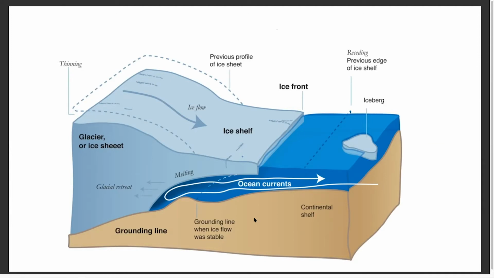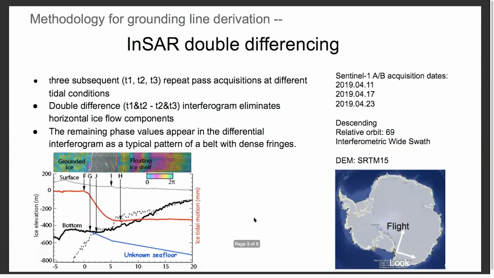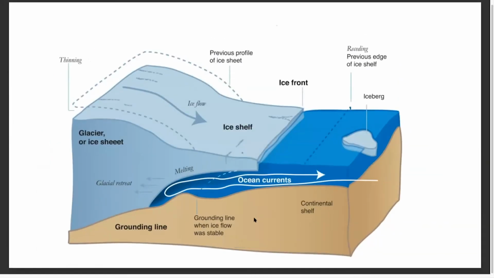But if we double difference two interferograms, basically we can assume that tidal conditions are different. So we can cancel the horizontal flow and get the vertical motion of the ice shelf, because this ice sheet part is stable and only this part will move up and down.